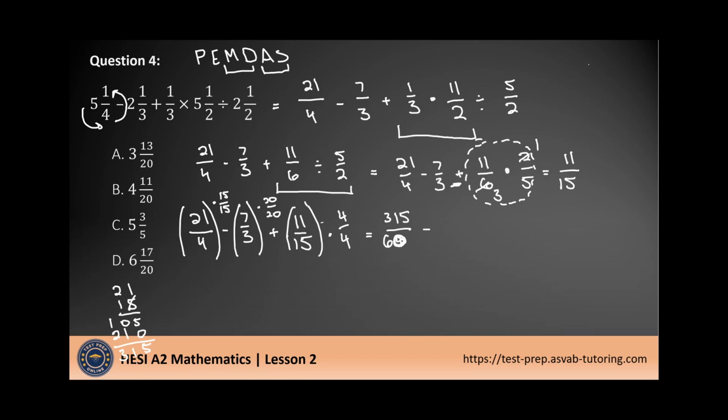Over 60. Now we're going to do 7 times 20 is 140. 3 times 20 is 60. Plus 11 times 4 is going to be 44. 15 times 4 again is going to be 60. Now we need to do 315 minus 140. Remember, we're going from left to right.